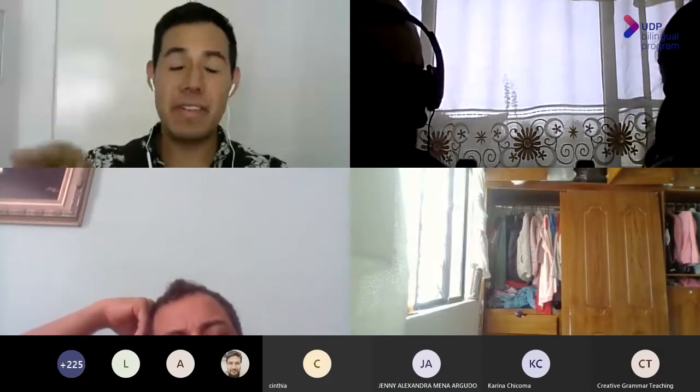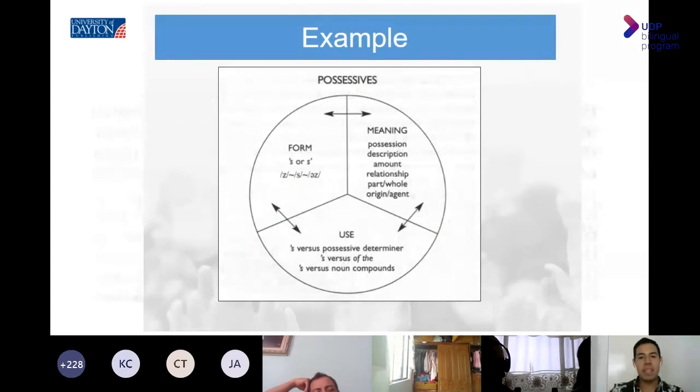Yes, of course, if we talk about the possessive S, that's something you can see in this slide share. The form is apostrophe S, or according to the spelling of the word. The meaning is always possession, description, relationship between the subject and the object. And the use, well, it's when do we use it? Could be a situation to express possession, but also the use like apostrophe S versus possessive determiner and all these kinds of aspects. So we can analyze a lot of grammar topics under this chart, and that will give you a clear understanding of how grammar can be taught.